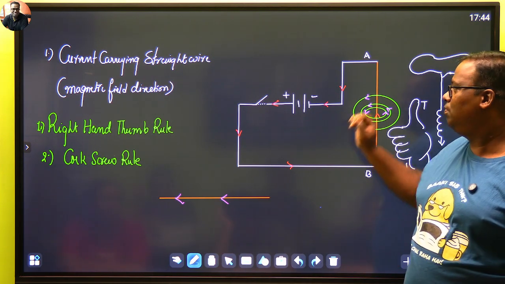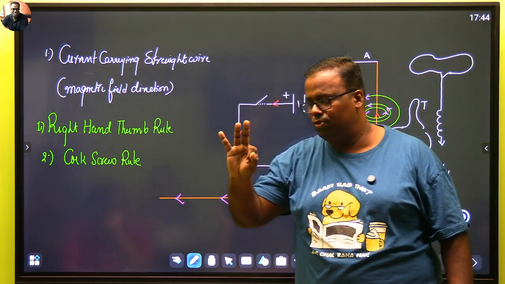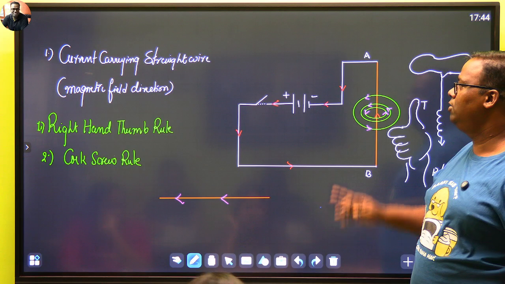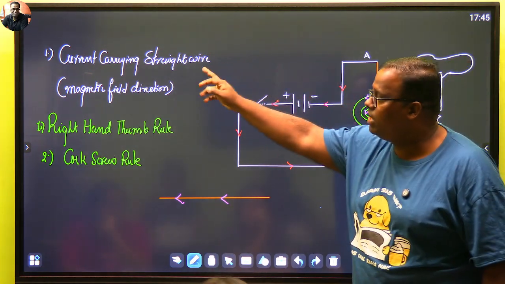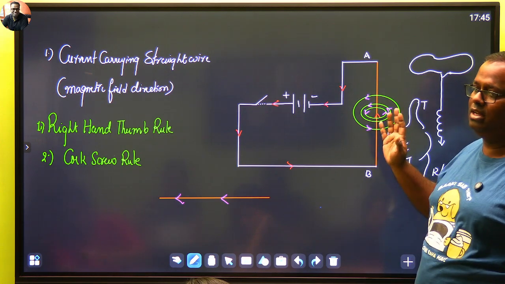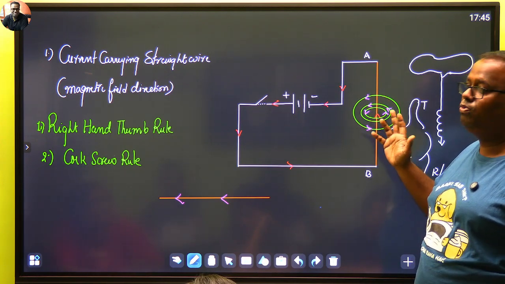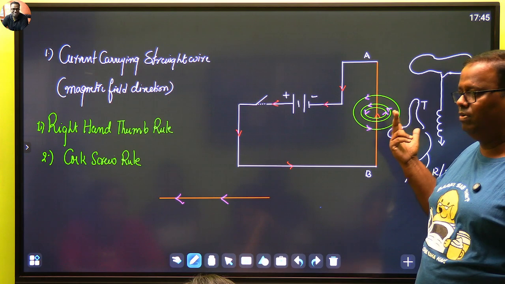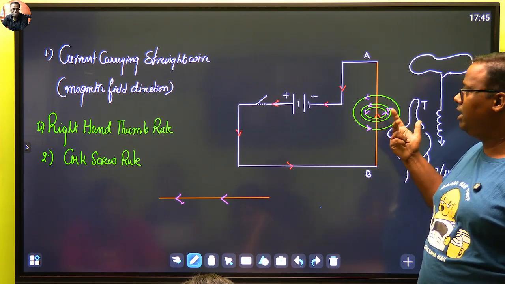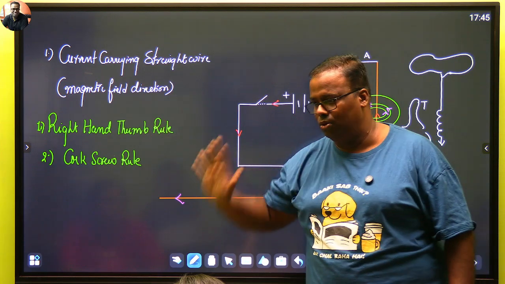First, we are trying to find out two different shapes we will be seeing. The first is a straight current carrying wire. If the current is flowing straight through a straight wire, how do we find out the direction of the magnetic field lines? This is the magnetic field line. The magnetic field can be found out by the right hand thumb rule.